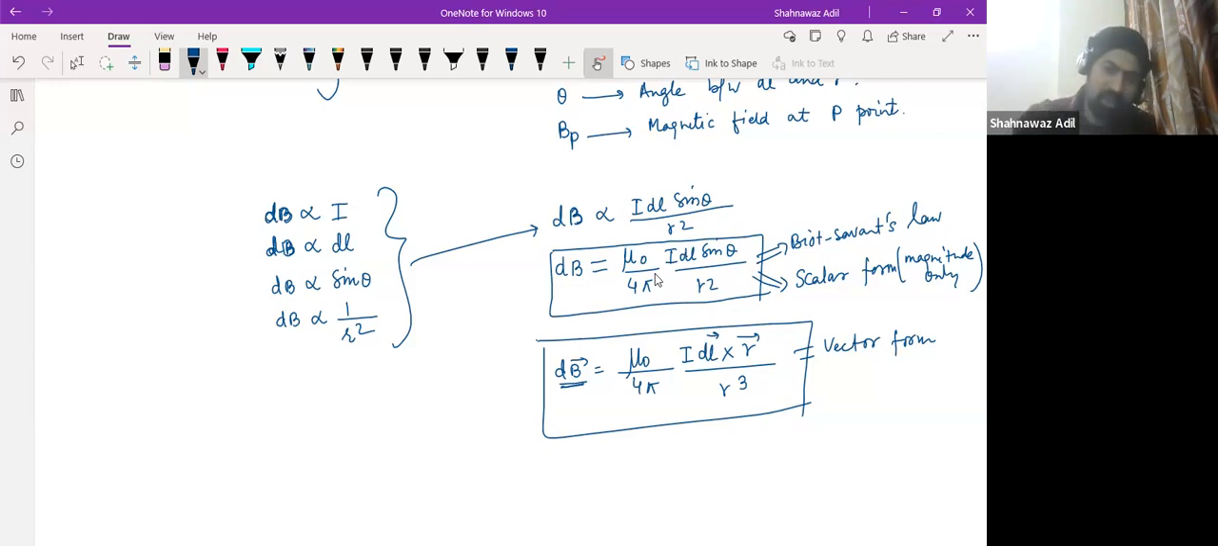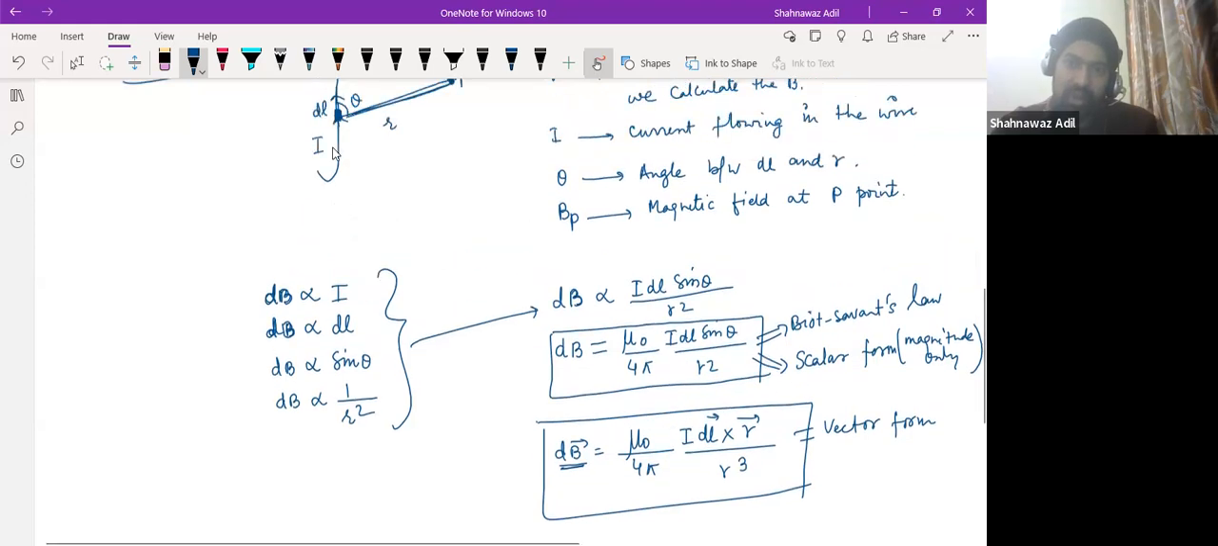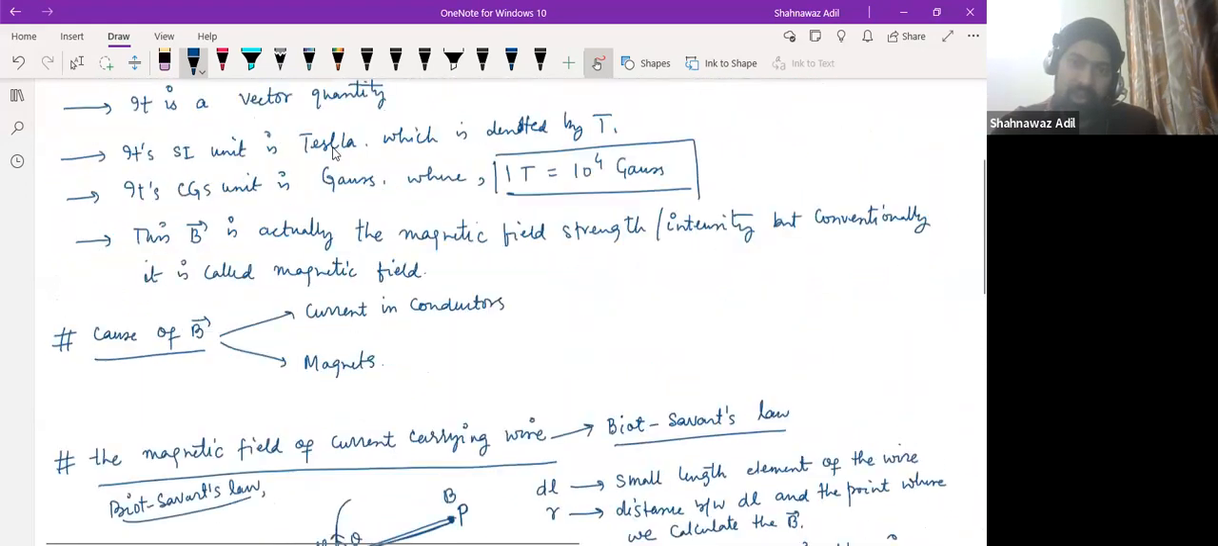So you note down up to this point, and then we'll talk about how we figure out the direction of this magnetic field, because we can easily calculate the magnitude, but we also have to look for the direction because this magnetic field is a vector quantity, right? That we'll talk about in a moment, but you note down up to this.